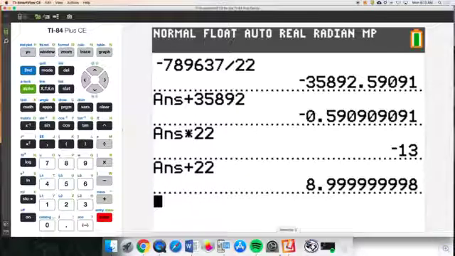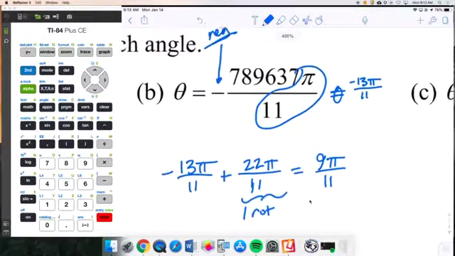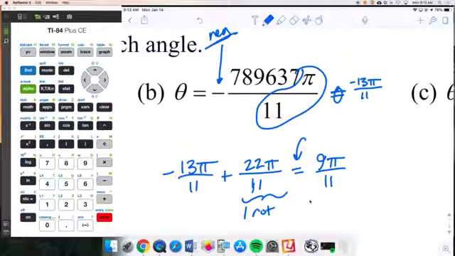That's trying to tell you it's what? 9, okay? So remember, you're the boss of the calculator. And you get 9 pi 11ths, okay? Now notice I used an equal sign there. Is that okay?